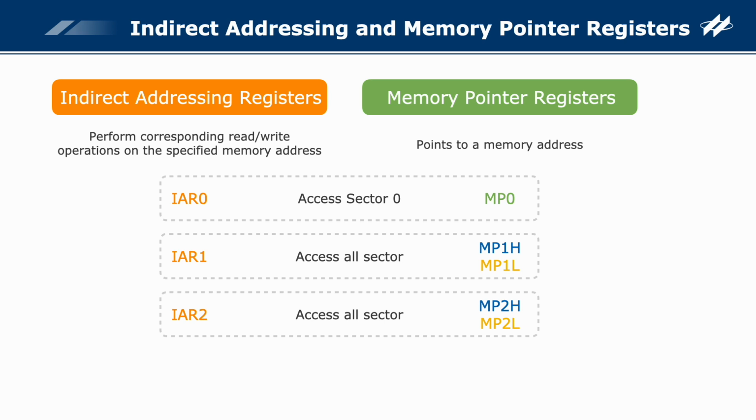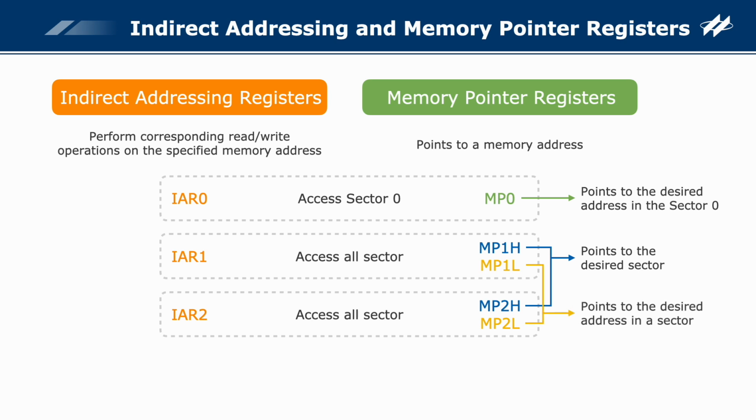The MP0 register is used to point to the desired address in the sector 0. The MP1H and MP2H registers are used to point to the desired sector. The MP1L and MP2L registers point to the desired address in a specific sector.